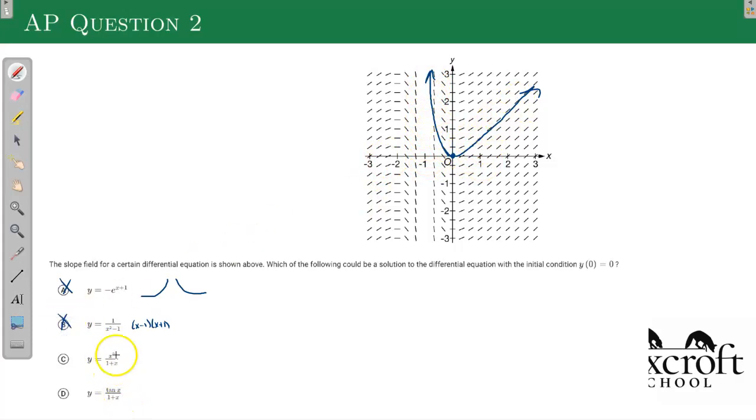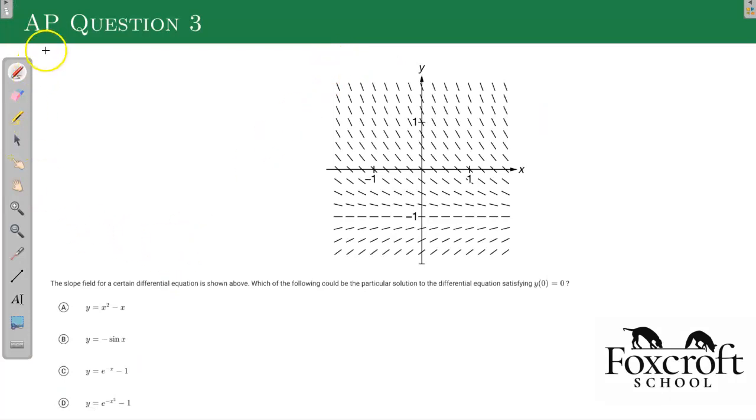X squared over 1 plus x, this one would have an asymptote at negative 1, and some other stuff would happen, so this one's still in the running. The tangent over 1 plus x, this one also has an asymptote at negative 1, but tangent also has a crazy amount of asymptotes. Tangent looks like this when you graph it. A crazy amount of asymptotes. So this one can't be a tangent on the top, so my answer is C. It has the asymptote in the right place, and nothing else weird is happening. This could be my graph.